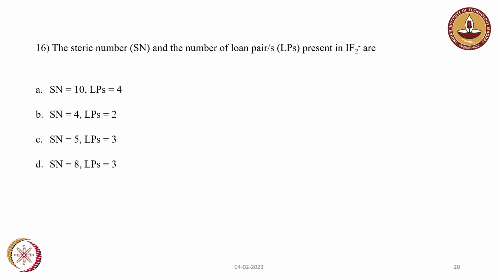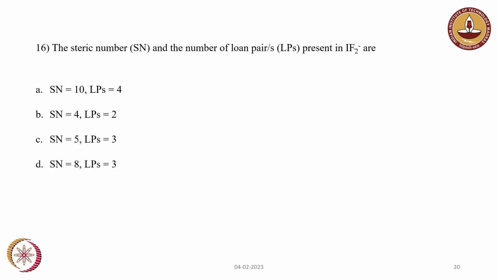And similarly, the next question: the steric number and the number of lone pairs present in IF2 minus are. The first option is steric number 10 and lone pairs 4. Second, steric number 4 and lone pairs 2. Third one is steric number 5 and lone pairs 3. Fourth one is steric number 8 and lone pairs 3.